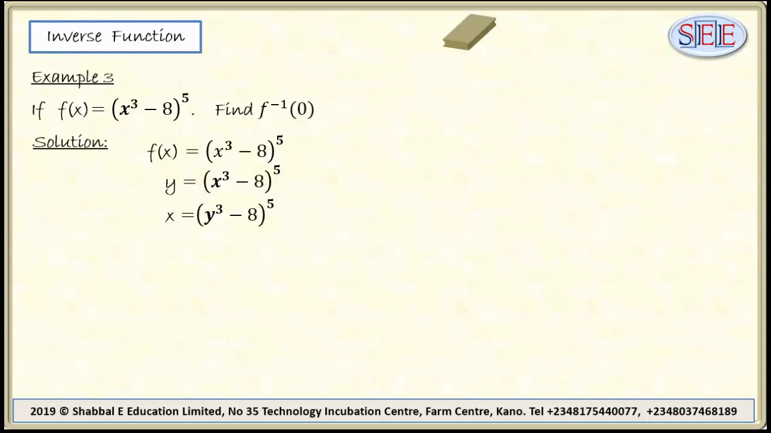So next we get rid of that 5, because the next step is to make y the subject of the formula. You can see y is in the bracket, and that bracket has power 5. So you get rid of that power 5 first. To get rid of that power 5, to both sides of our equation, we take the power of 1 over 5. So taking the power 1 over 5 to both sides, we now have x raised to 1 over 5 equals y raised to 3 minus 8. The power 5 on the right hand side is now cancelled by the power 1 over 5.